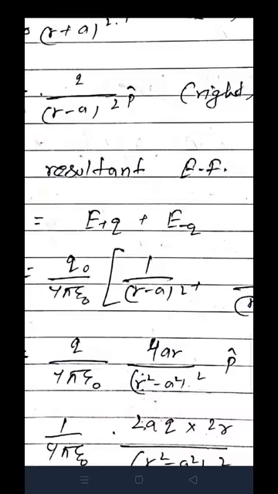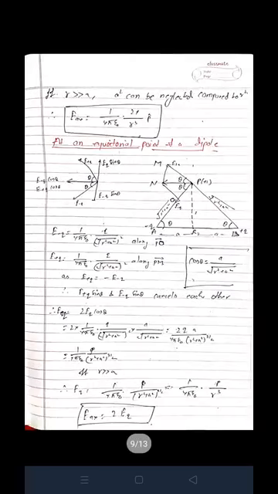But why have I written 2aq over here? Remember, the last topic was dipole moment, and p was 2aq. So that 2aq will now be replaced by p only. So the formula will be 2pr by 4 pi epsilon naught, r square minus a square whole square. Okay. Now there is a special case over here.